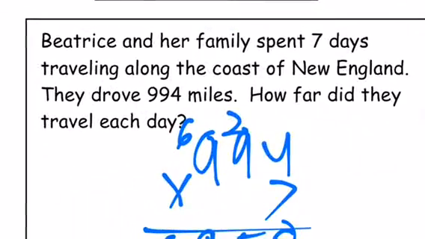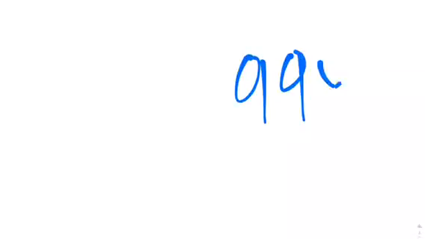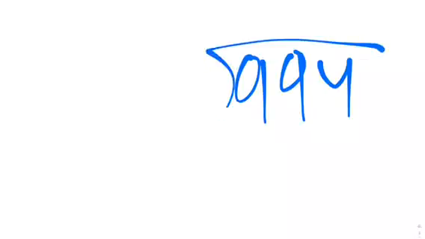Patrice and her family spent 7 days traveling along the coast of New England. They drove 994 miles. How far did they travel each day, Marcus? What operation do I need to do here? I would say divide. What word tells you to divide? The word each day. Each means divide, if you haven't noticed. Keywords there. Okay, so you take what 2 numbers and do what with them, Marcus? 994 divided by 7.